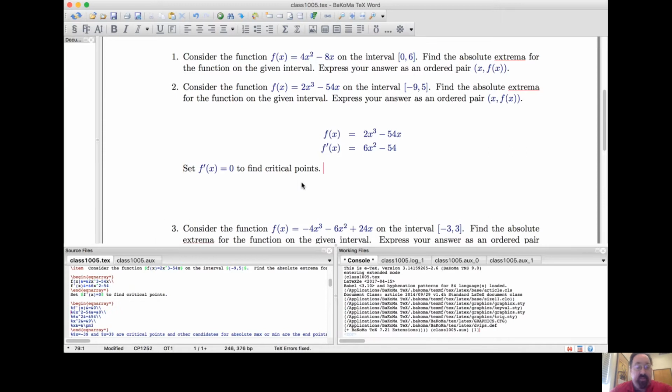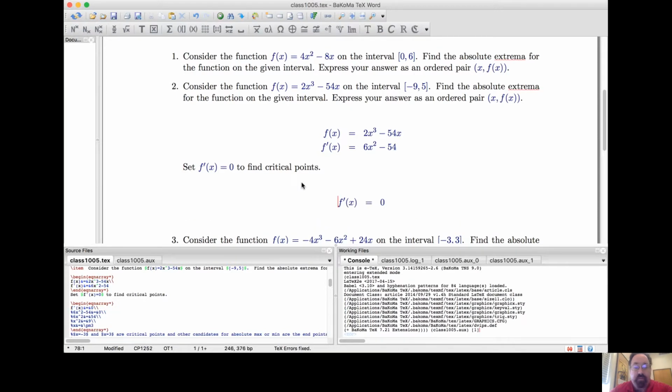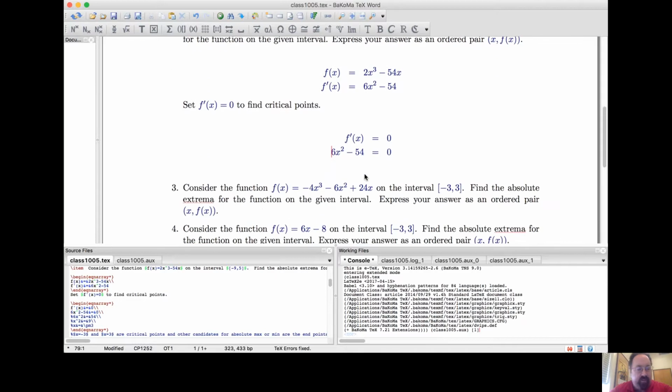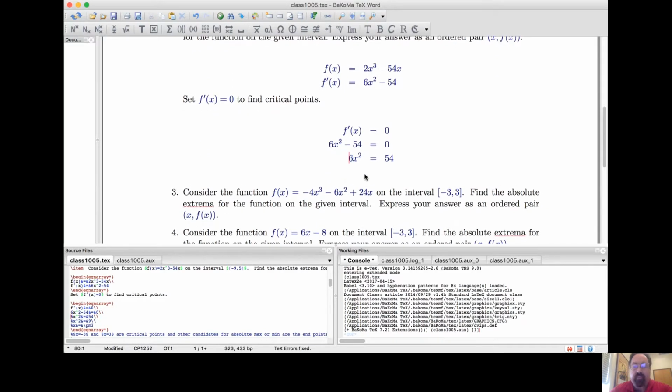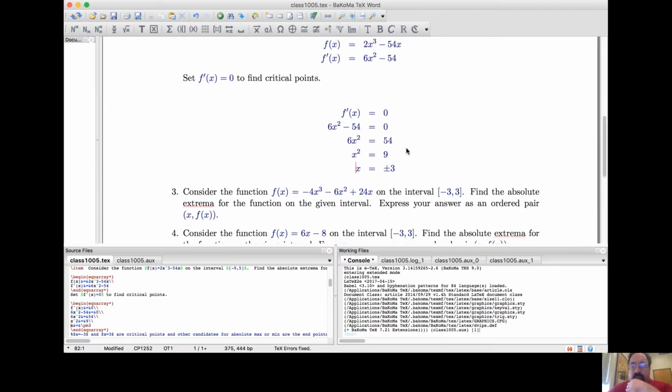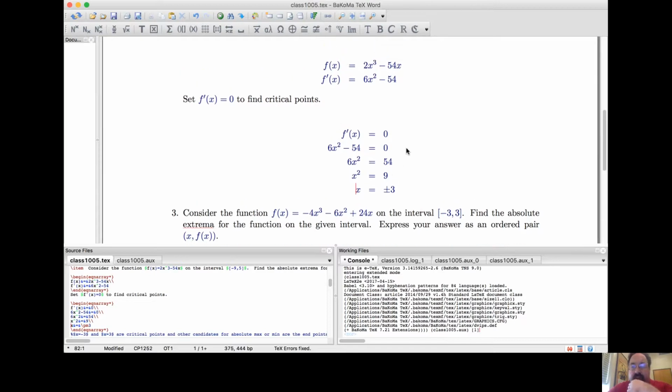So for that, we'll set f prime equal to 0. So that means that 6x squared minus 54 is set to 0. Then we'll rearrange and isolate x squared. And then we take the square root and we get, in this case, plus or minus 3. So these are the 2 critical points that we have.